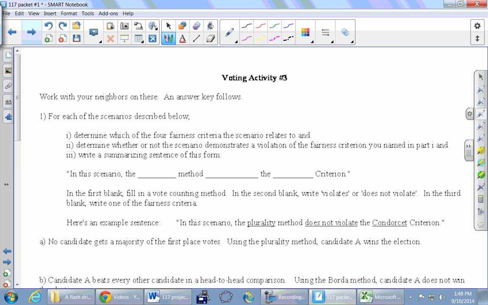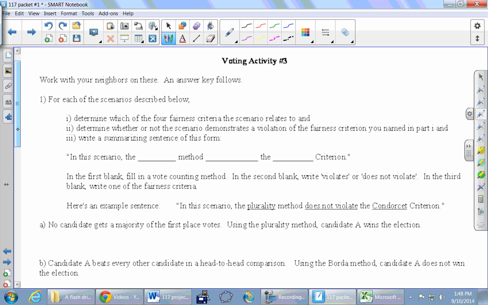So we have 22 minutes. See how far you can get on this voting activity with your neighbors. Raise a flag if I can help.